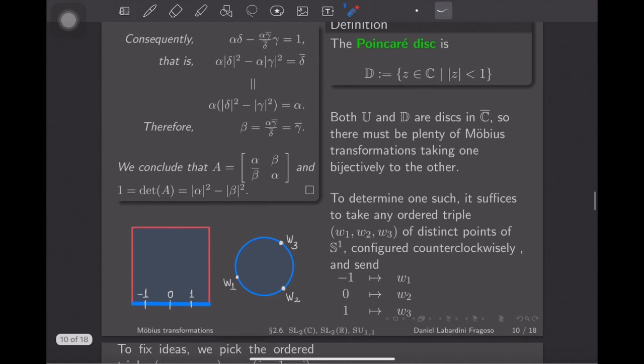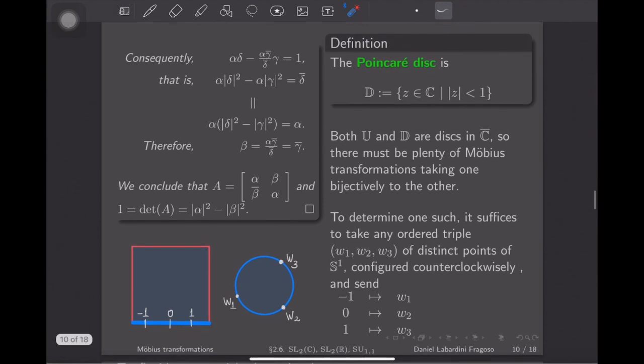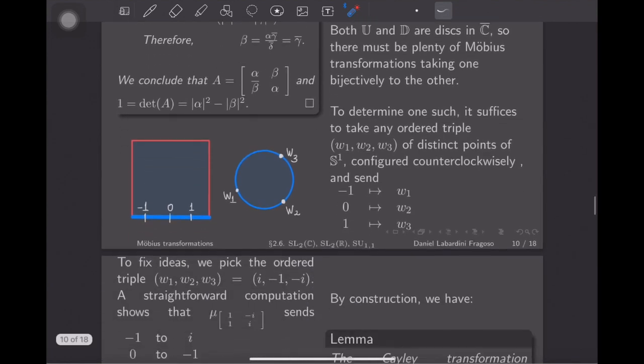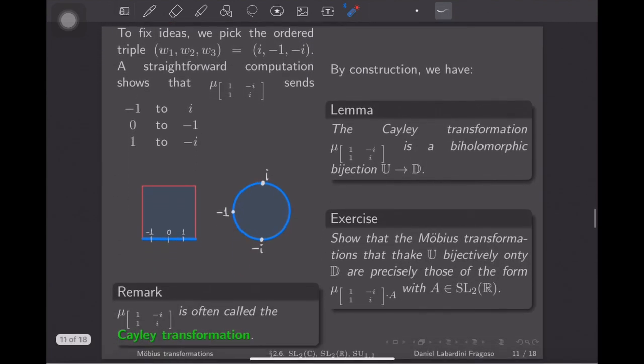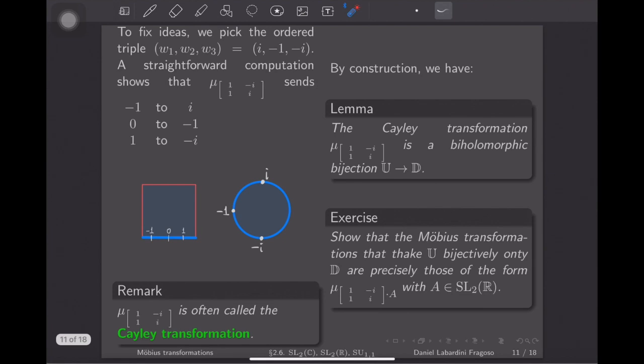conjugates SL2R and SU11. So I'm going to give an explicit matrix that conjugates them. So they are in particular going to be isomorphic and homeomorphic. I mean, they are going to be actually isomorphic as Lie groups. And what I do is, I pick these 3 points, but I'm not going to send 0, 1, and infinity, but actually minus 1, 0, and 1. So minus 1, 0, 1 in that order.